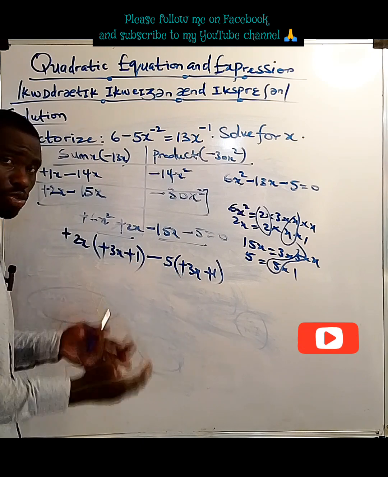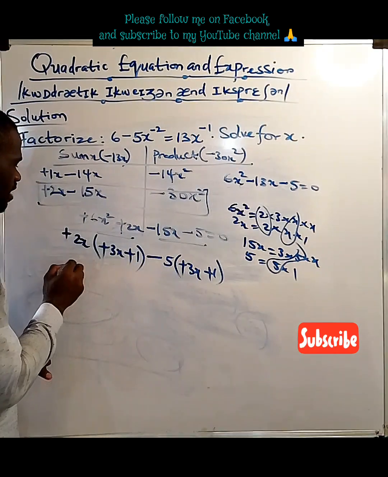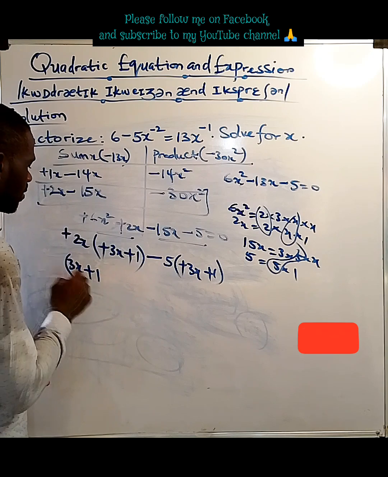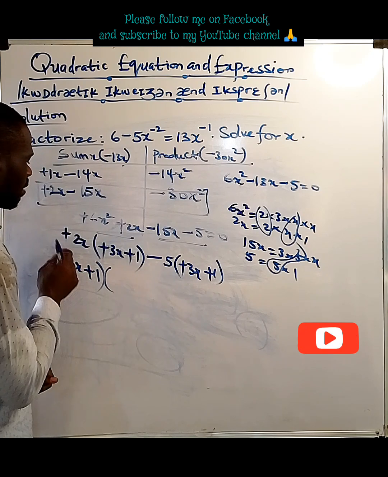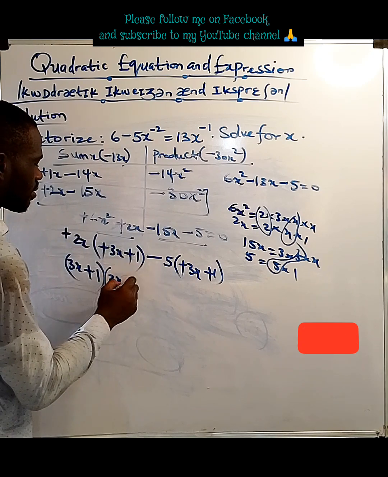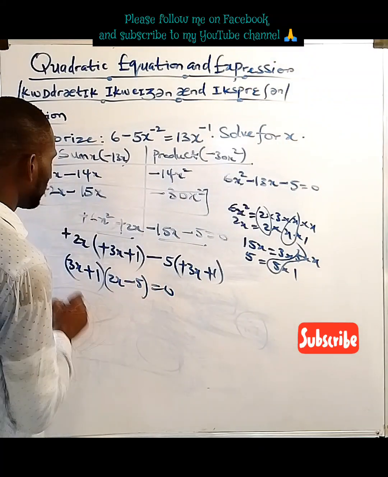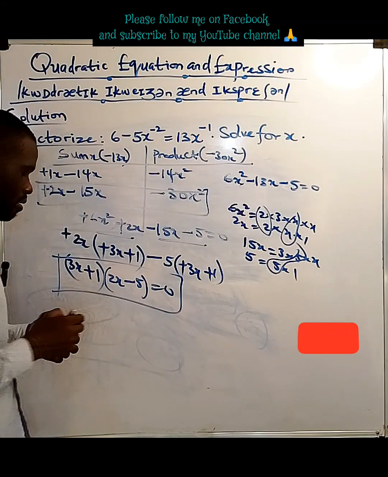As you can see, these two are the same. It means we've been doing it right. We've been on the right track. So that's 3x plus 1. Just pick out one of them. What do we have left? Plus 2x minus 5 equals 0. So we are done factorizing.